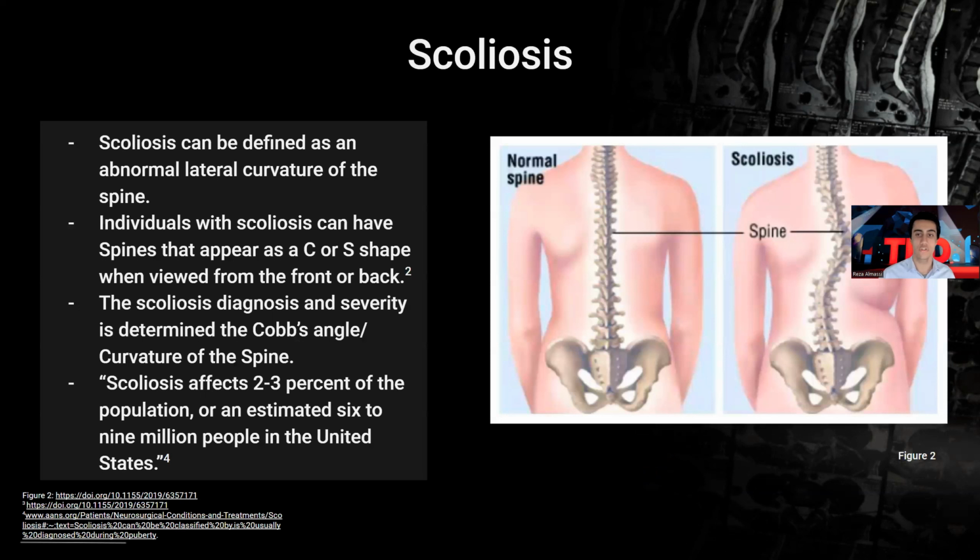Now that we've discussed the normal curvatures of the spine, we can start to expand on what scoliosis is. As previously mentioned, scoliosis is an abnormal curvature of the spine, specifically a left or right curvature that is visible from the frontal or backwards view. 1 or 2 curves can form, resulting in either a C or an S-shaped spine.